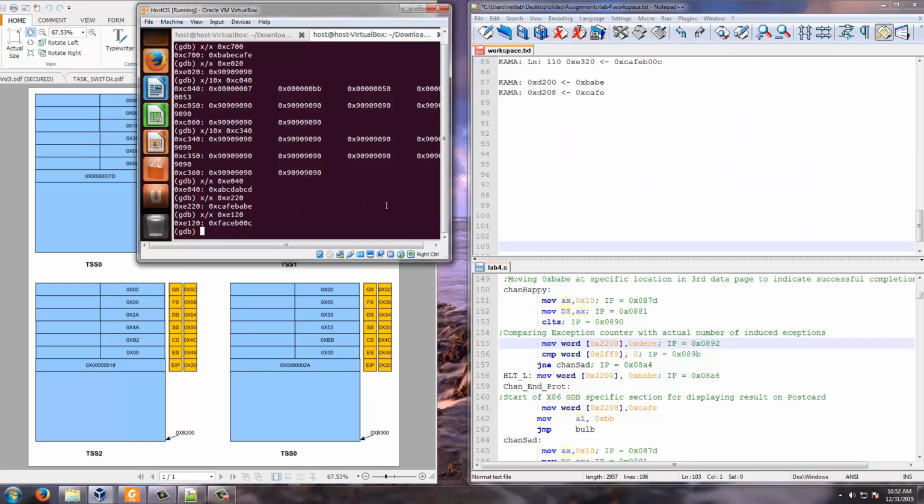So all the code has executed as per what we have seen here. Before we wind up, let us go and have a look at the different segment descriptors. So let us go and see what is there in x/70x.